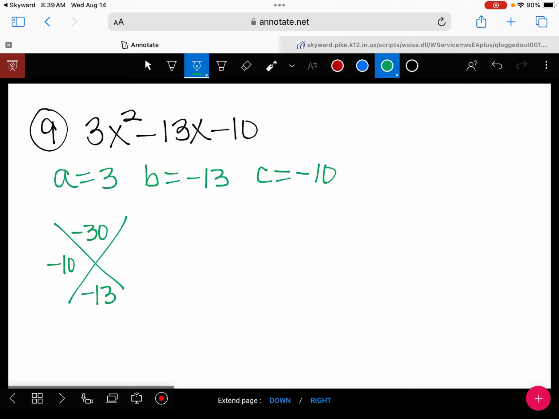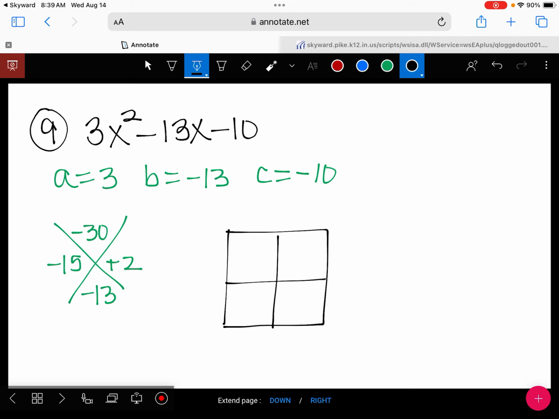So a lot of people pick these two numbers. But the problem is that these two numbers, when you multiply them, would give you a +30. So that wouldn't work. So what would be the right two numbers that we should use? -15 and +2. So let's go ahead and make our box. We have our 3x² here and our -10 here. And then I'm going to put my -15x here and our 2x here.